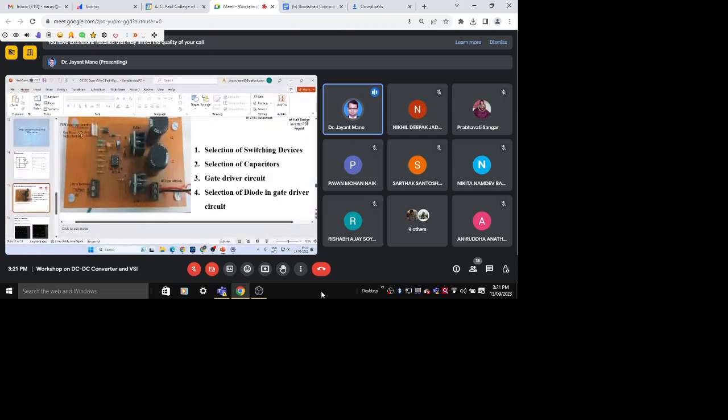Okay, so this is the gate driver circuit. Whatever it has been implemented here.